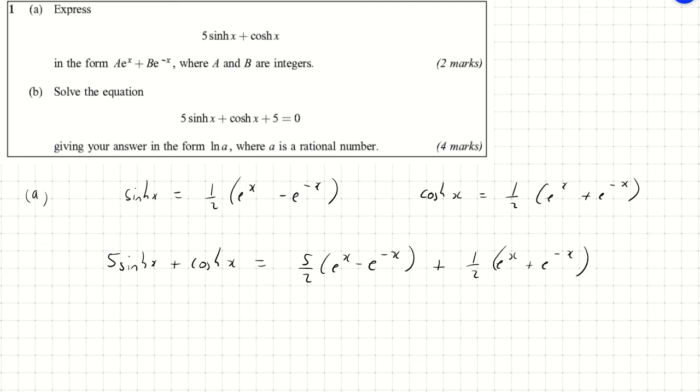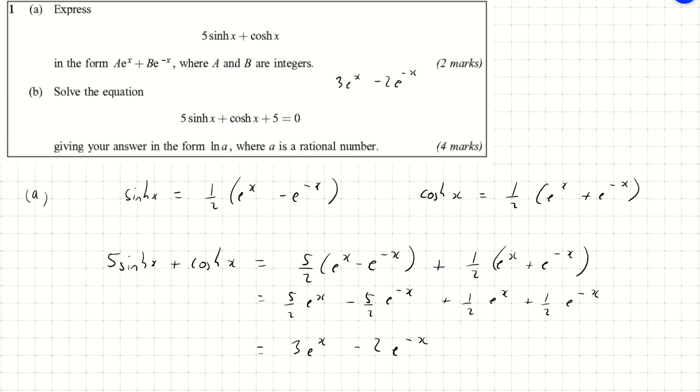Now we're going to expand the brackets. We get 5 over 2 e to the x minus 5 over 2 e to the minus x plus half e to the x plus half e to the minus x. And then we collect like terms. So how many e to the x's do we have? We have 5 over 2 plus a half, so we get 3 e to the x. And how many e to the minus x do we have? A half minus 5 over 2 is minus 2 e to the minus x. So that's the first question solved. I'll just write the answer up here. 3 e to the x minus 2 e to the minus x.